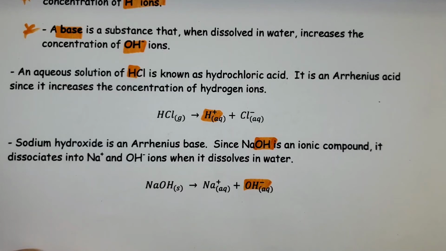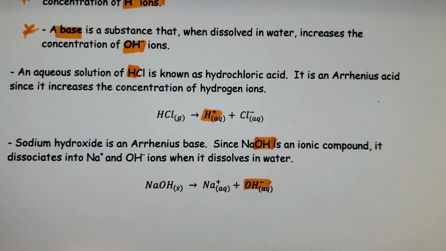That's it for the introduction to acids and bases using their Arrhenius definition. In the next video, we'll look at Bronsted-Lowry definitions, but for this, we'll stop there, and you'll be able to do the assignment 3.1.